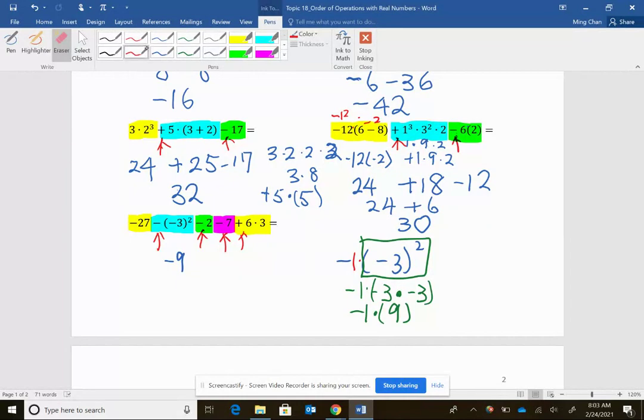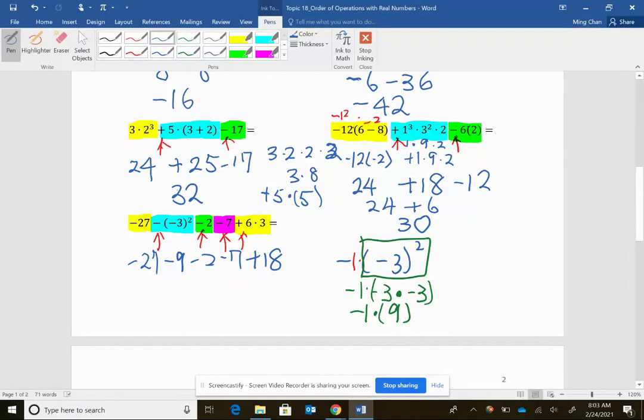So my first term here is still -27. There's no operation, I'm going to write it down. Second term comes out to be -9, right? The next term is -2. The next term is -7. My last term, the fifth term, has an operation, which is +6 times 3, which is +18.